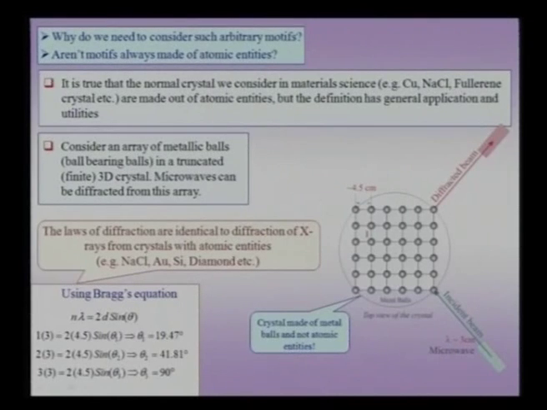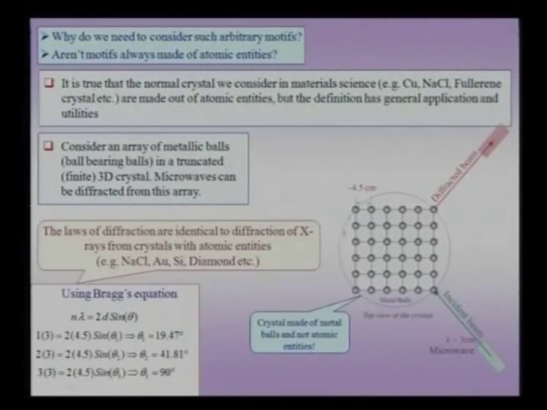So we will try to understand this question by considering a crystal made out of ball bearing balls, for instance. It is true that normal crystals we consider in material science, for instance copper, sodium chloride, fullerene, etc., are made of atomic entities, but the definition has general application and utilities. And the experiment I am going to describe now is typically done in many MSc physics labs, and the experiment is as follows.